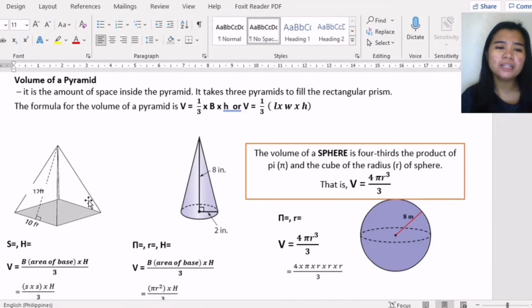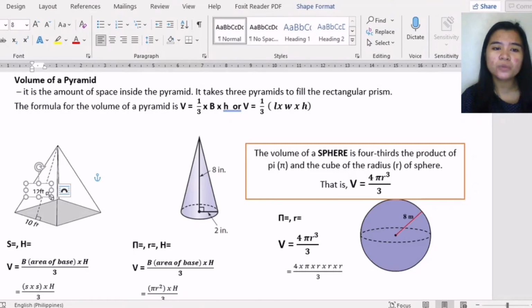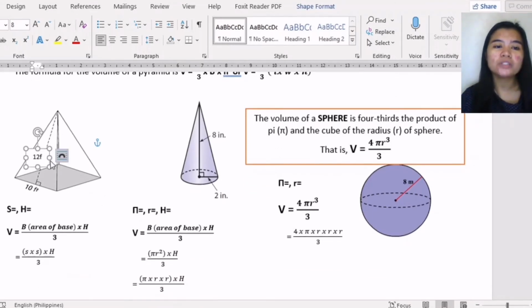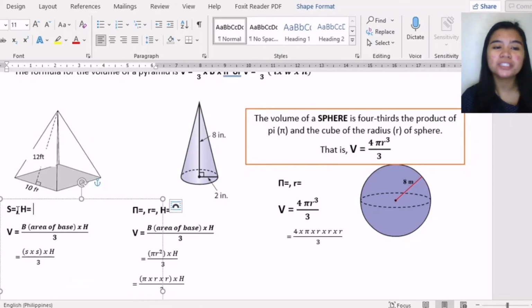Bigyan na natin ng halimbawa. Sabihin natin etong square pyramid na to. Kapag ganitong square pyramid, of course, ilagay na natin yung given. For S or side, dahil ito ay square pyramid, kaya square ang kanyang base, kaya S. Ang side dyan, ito, which is 10 feet. So, ilagay natin 10 feet. And then, height, which is ito, yung slant height na to, that is 12 feet. So, ilagay natin 12 feet. Then, after that, let's substitute it to the formula.